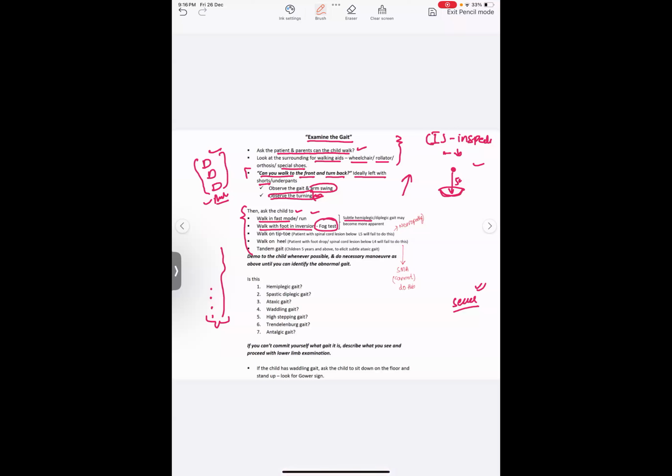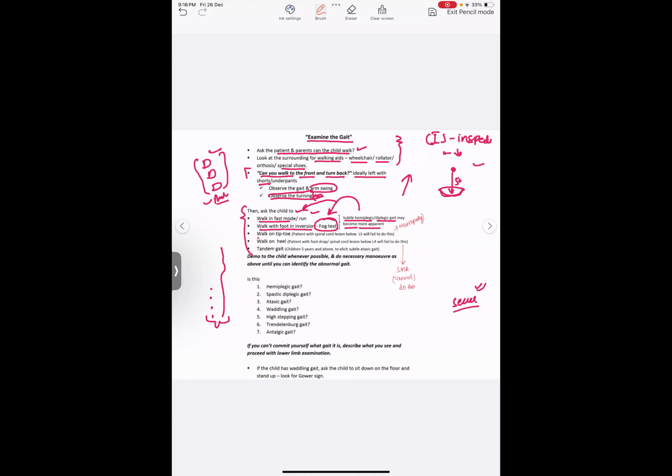Subtle hemiplegia, subtle diplegic gait may become more obvious, more apparent when you go for the fog test and when you say just move in a fast mode. Now he has gone for the fog test. I couldn't see it; the gait seems to be normal.